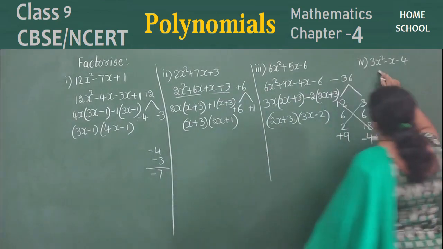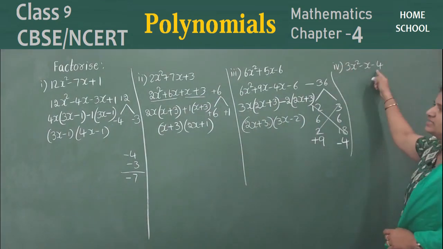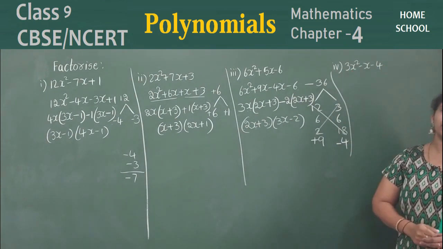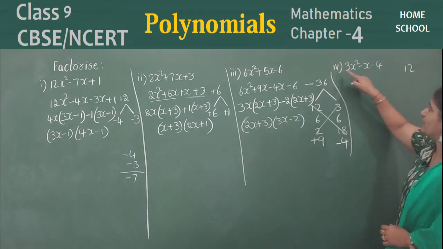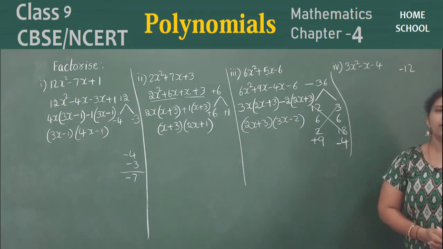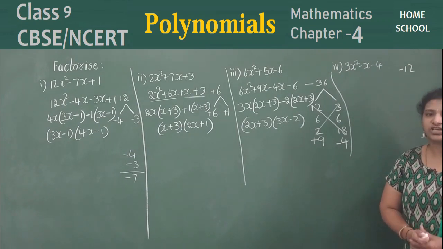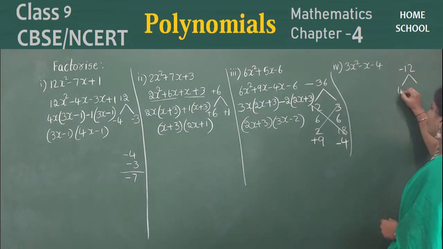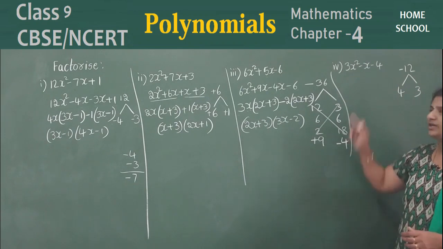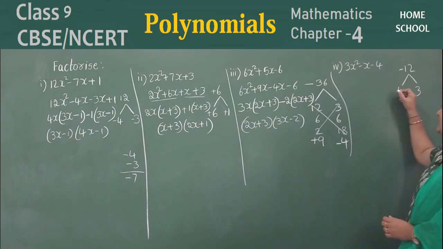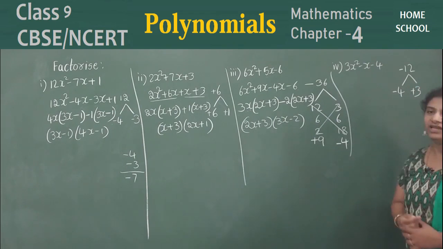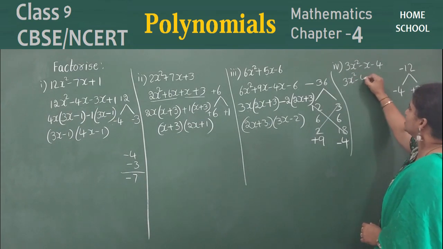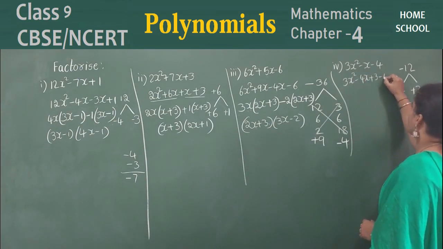Okay, see the last problem here. That is 3x square minus x minus 4. See the numbers here, 3 and 4. Multiply: 3 4s are 12. And plus into minus, minus 12. Minus 12, take out factors in such a way that you should get minus 1. So, I will take the factors of 12, 4 3s are 12. I should get minus 1. How can I get? If I take minus 4 plus 3, it will be minus 1. So, write it here: 3x square minus 4x plus 3x minus 4.